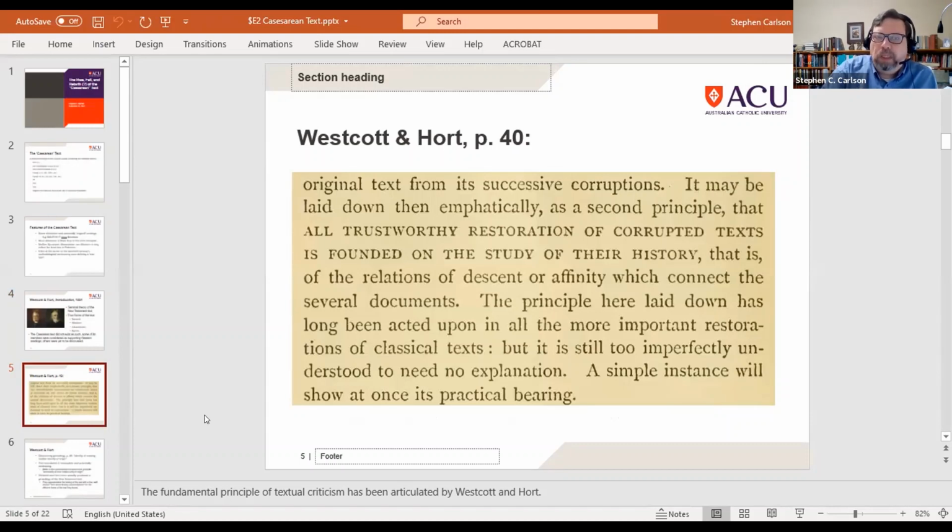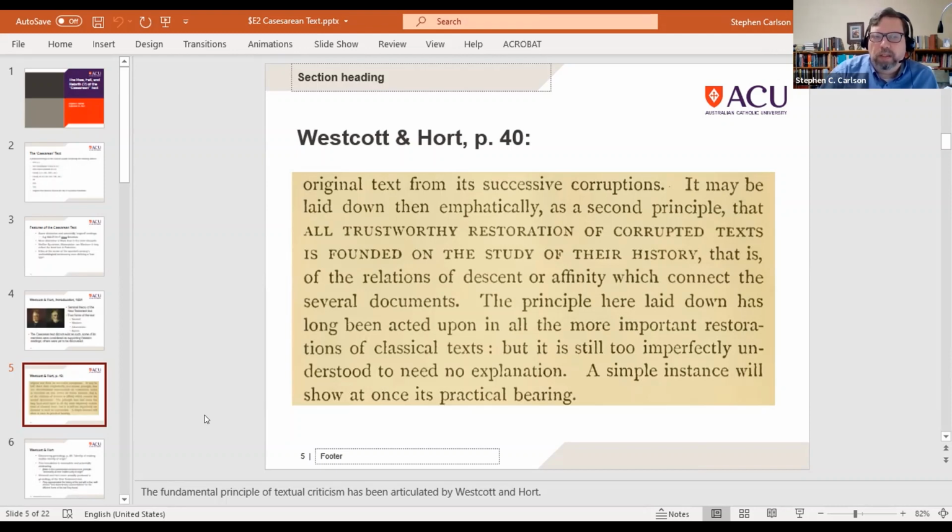So Westcott and Hort, in their famous introduction, page 40, lay down a fundamental principle. I guess it's a second principle. The first one is you have to study the actual manuscripts carefully, which you're doing by collating. But their second principle is that all trustworthy restoration of corrupted texts is founded upon a study of their history. And they define the history as the relations of descent or affinity which connect several documents. So basically, genealogy is important.